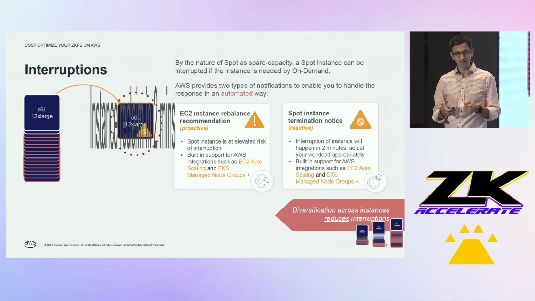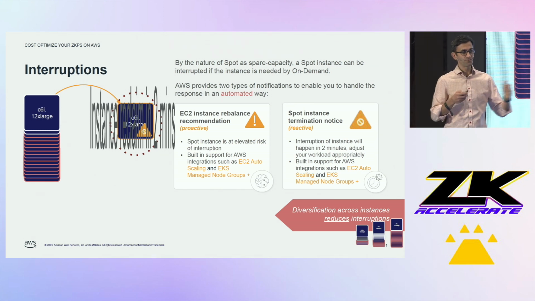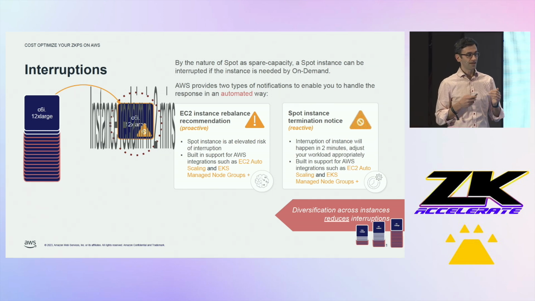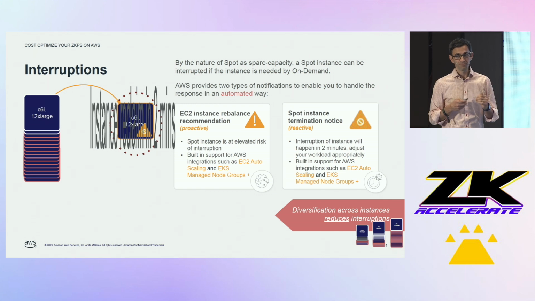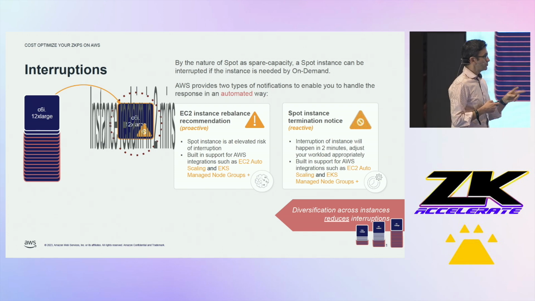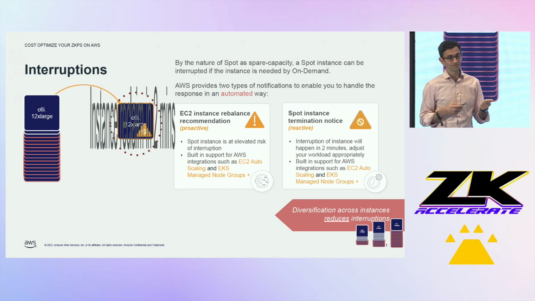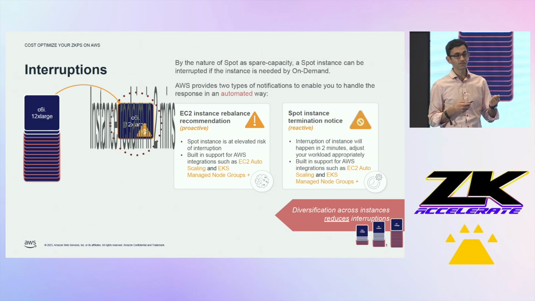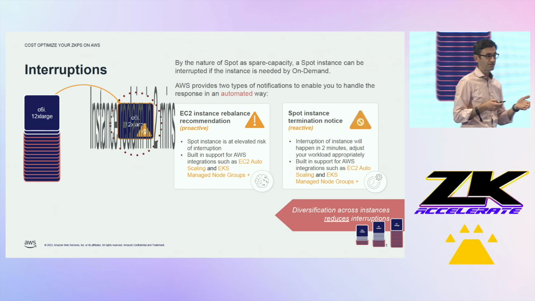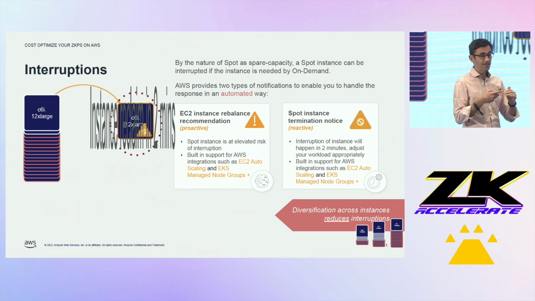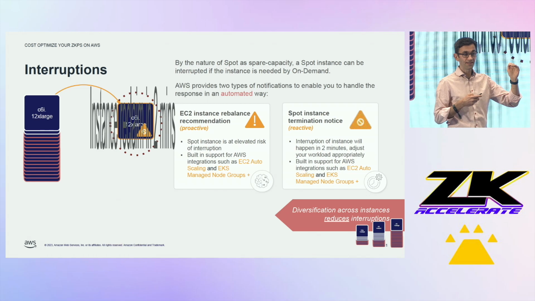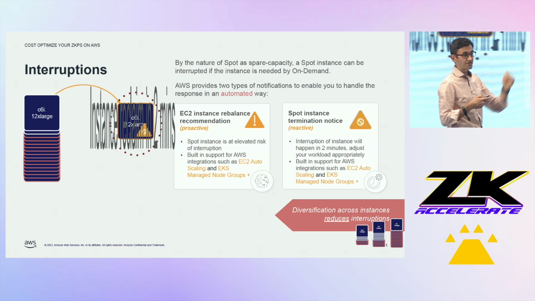Okay, so interruptions. Let's say you're running Spot, and then EC2 says, we actually need to reclaim that because there is a surge in the demand for the on-demand instance. So there's two ways of reclaiming. The first is proactive, and this is the recommended one. Proactive is basically a warning that you receive on your instance that says demand is rising for this instance, and there's an elevated risk that your instance might be reclaimed.